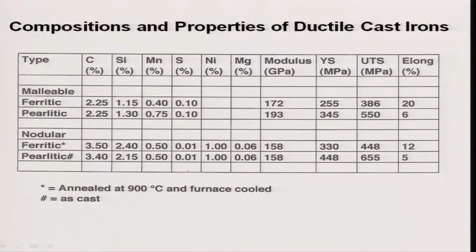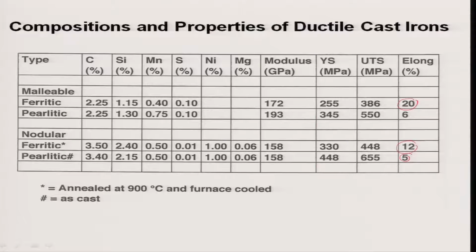Now, to give you a comparative idea, there are different matrices, as I said to you. You have ferritic matrix, pearlitic matrix, and these are the different steel compositions. If you look at the ductility, you can see here the ferritic matrix has 20% ductility, and then the pearlite. This is the case for malleable iron. Malleable iron we will discuss later. Malleable iron is basically very ductile, but if you say nodular, you can actually achieve about 12% ductility, which is practically good, and pearlite also has about 5% ductility.